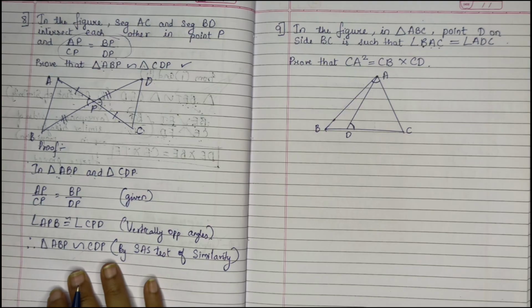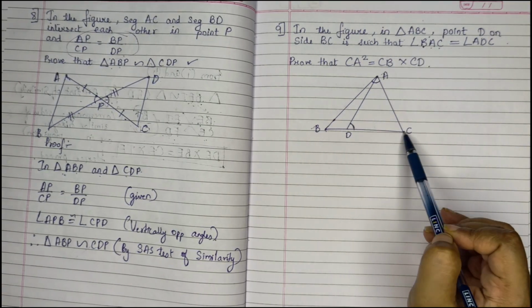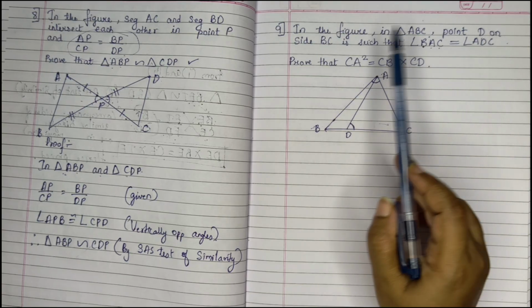Okay, so understood the 8th sum. Now we will do the last sum, that is the 9th sum. Now see the 9th sum. In the figure, in triangle ABC, point D is on side BC.